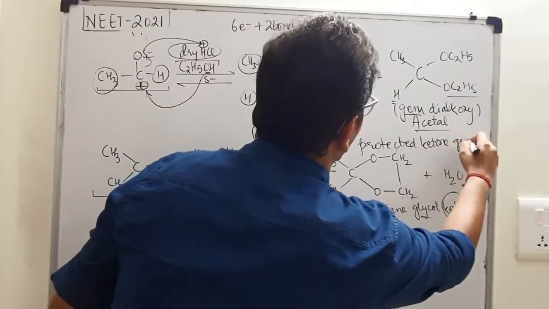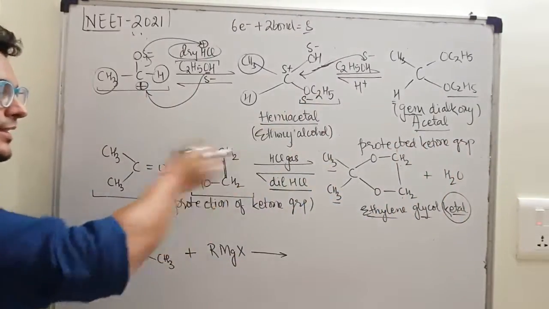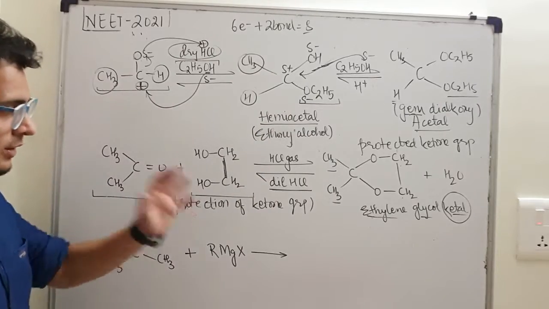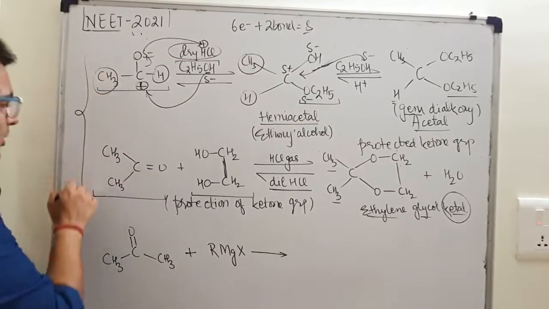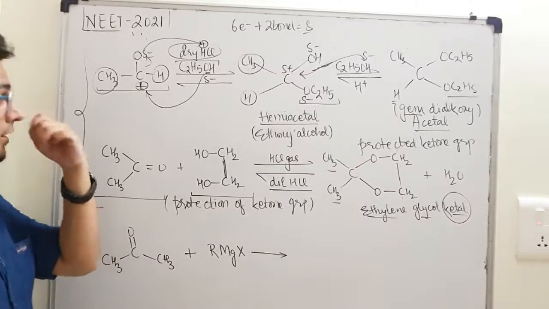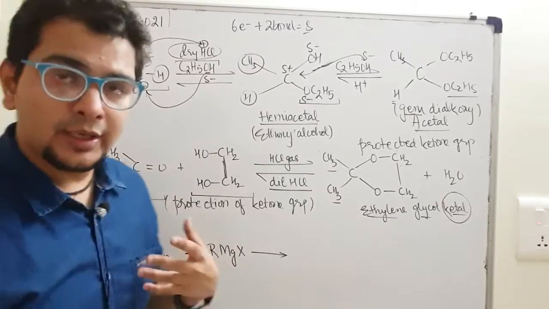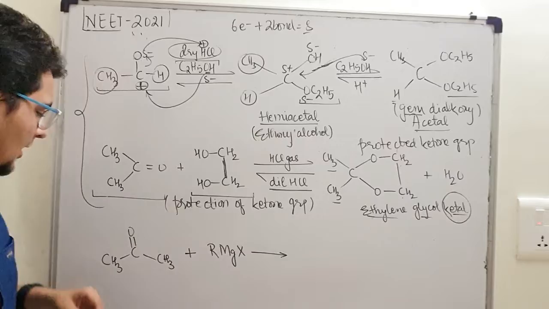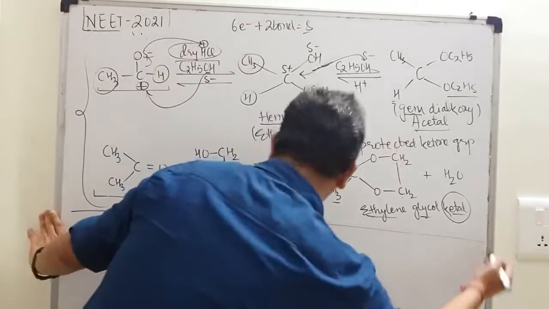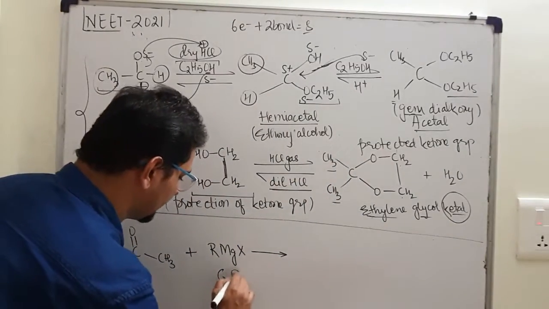And whenever you need the ketone back, add dilute HCl, and the ketone will come back to you. So this is the reaction of alcohol with aldehyde and ketone. Keep this in mind, practice this reaction two to three times, and you'll be able to get it. Easy one. Last but not the least is the Grignard reagent.